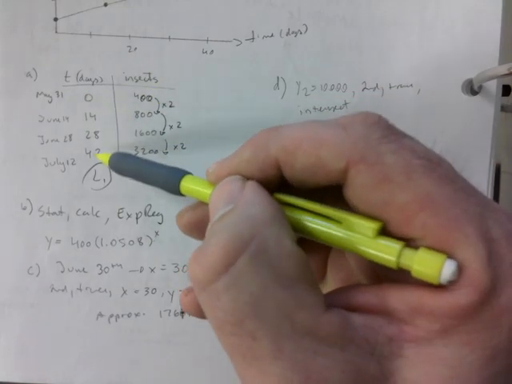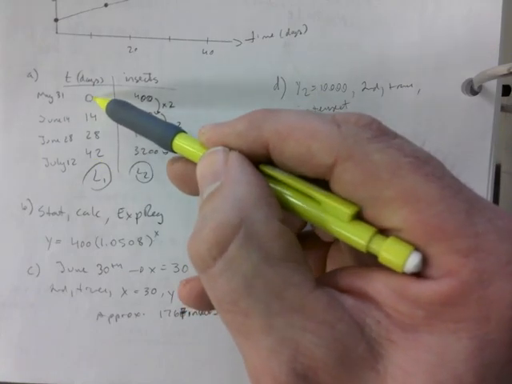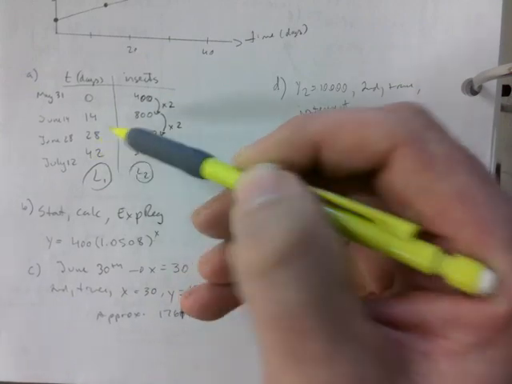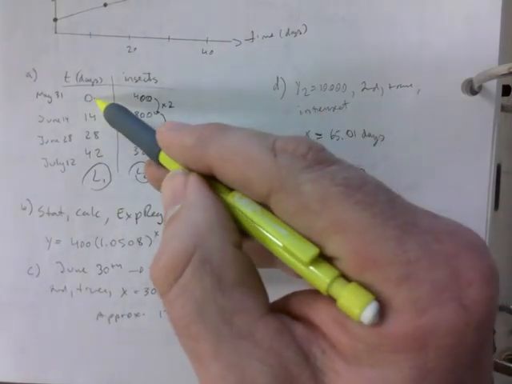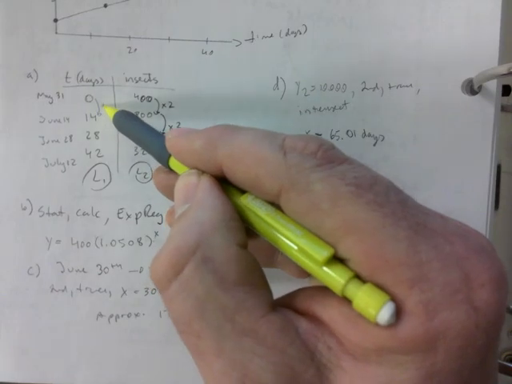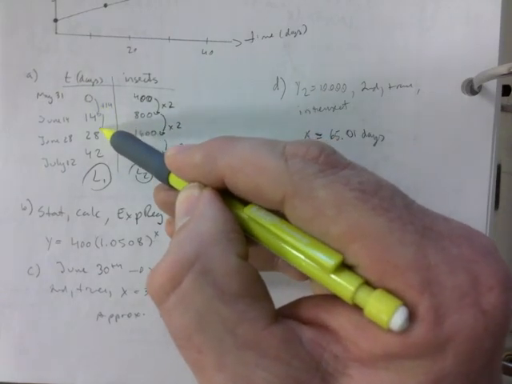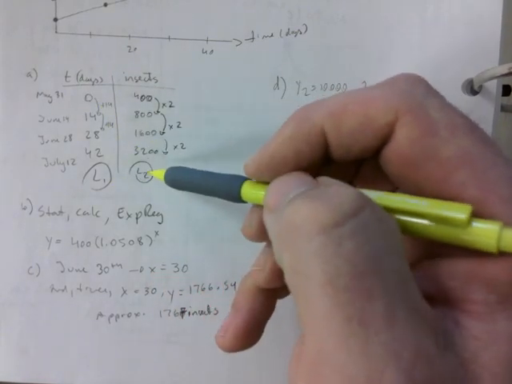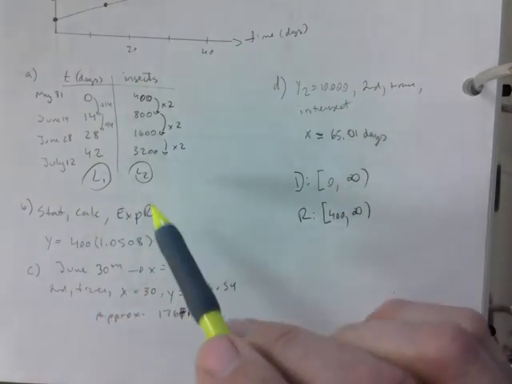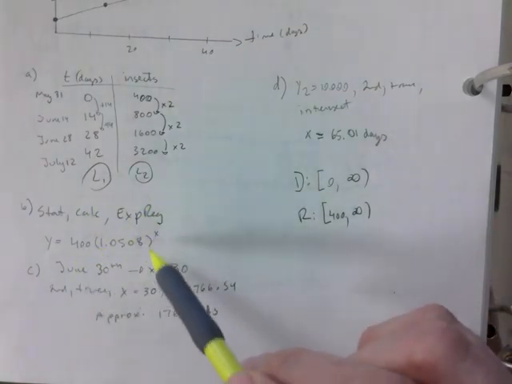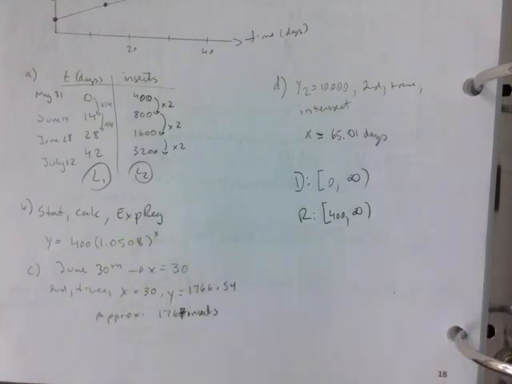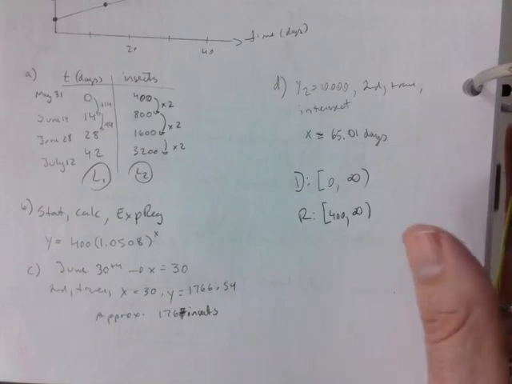And then for time, you start with 0, and every 14 days the population doubles. So here you add, right, 14 every time. And when you have your table, you can perform the regression and come up with the equation here, the function.